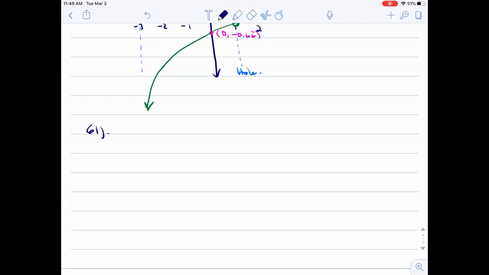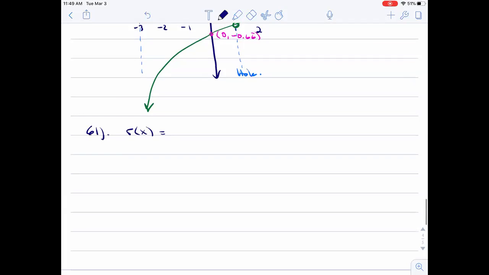So we've got r of x, 5x squared plus 5 over x squared plus 4x plus 4.